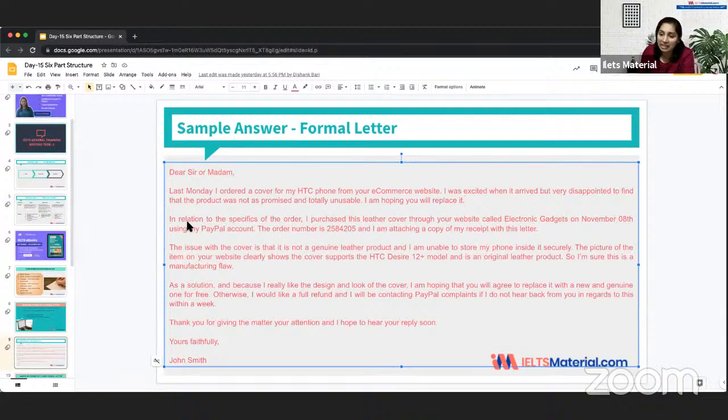So I'm giving the details of the product in relation to the specifics of the order. The specifics of the order means the detailed information about the order. I purchased this leather cover through your website called Electronic Gadgets on November 8th using my PayPal account. The order number is this, and I'm attaching a copy of my receipt with this letter.